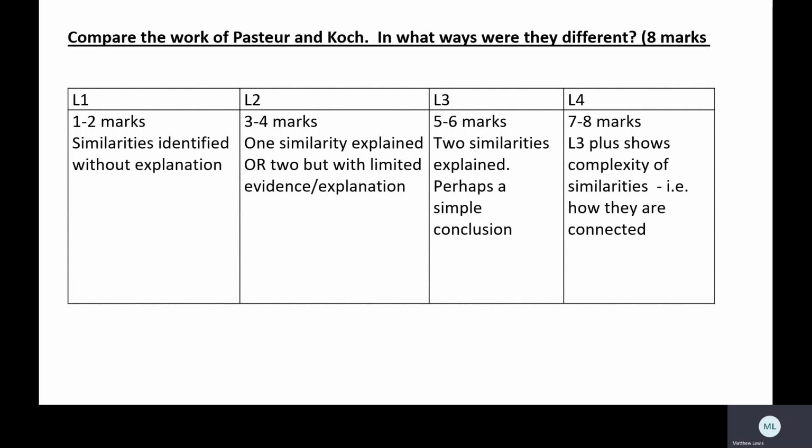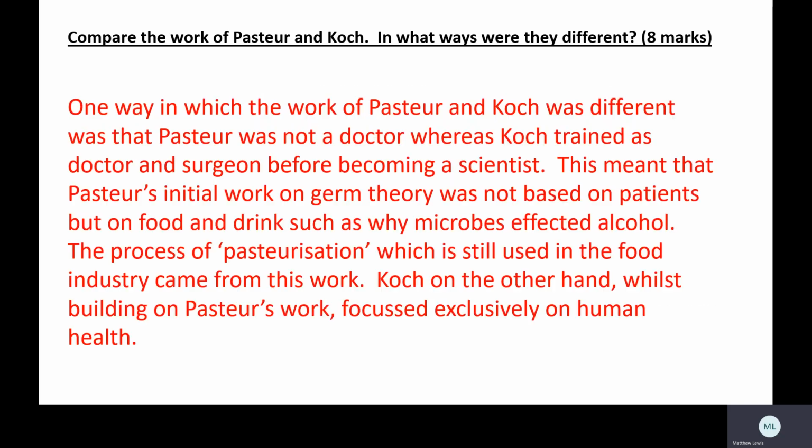1 similarity could get you up to 4 marks. 2 done well can get you 6. That's the key. That's the really important bit. Judgment paragraph at the top. And the one I've done here, and the one I'll talk about briefly, is comparing the work of Pasteur and Koch, which is what I asked you to do last week or the week before. And this question was, how are they different?